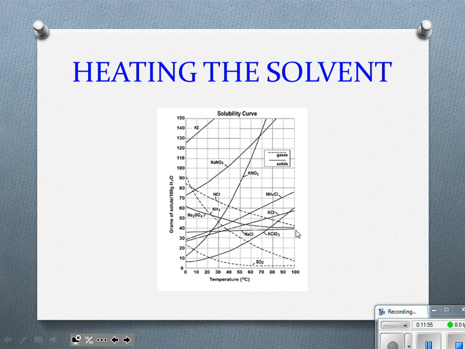Now, if you look at this, does everything increase solubility as we heat it? No, does not. Here's SO2. Sulfur dioxide decreases. Right here's ammonia. That line. Hydrochloric acid is that line. A lot of the times, I would say probably most of the time, gases, when we increase temperature, the gases are less soluble in water. So we've got solubility curves.